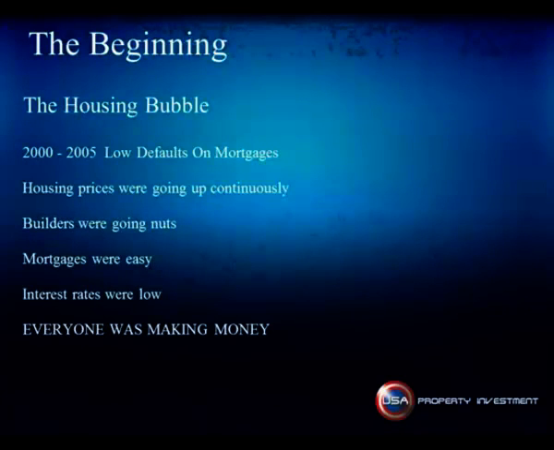So the beginning of it all was the housing bubble. In 2000 to 2005, roughly, there were very low defaults on mortgages. A lot of people were making a lot of money. The housing prices were going up continuously, pretty much the whole world over. We had very great growth here in South Africa, and the USA saw exponential growth.